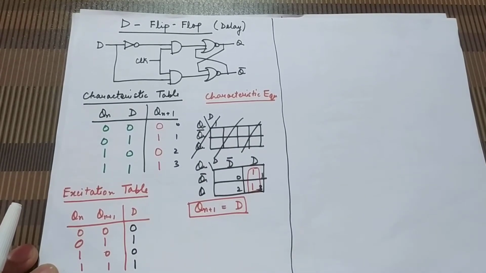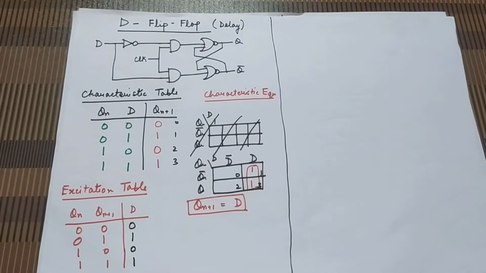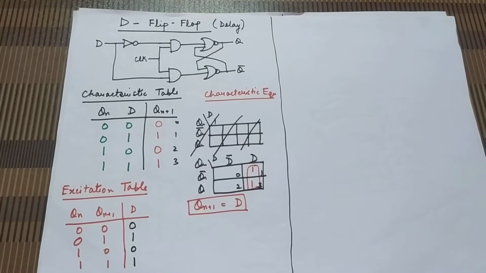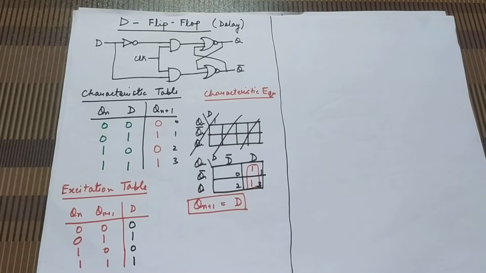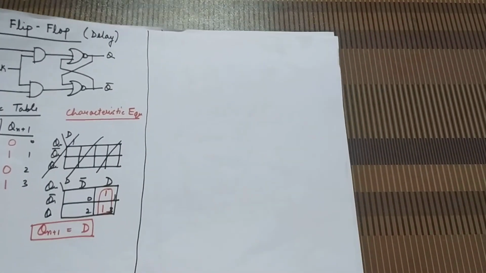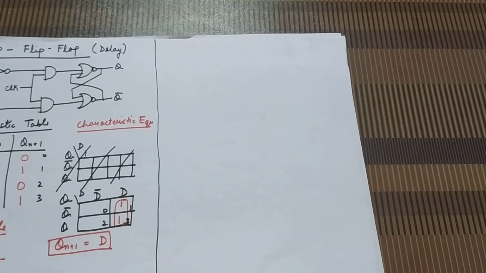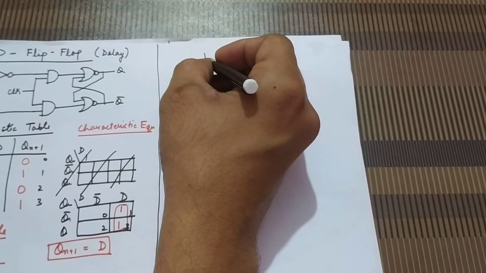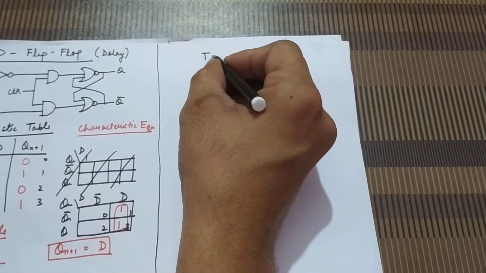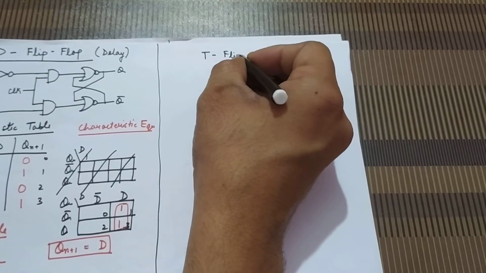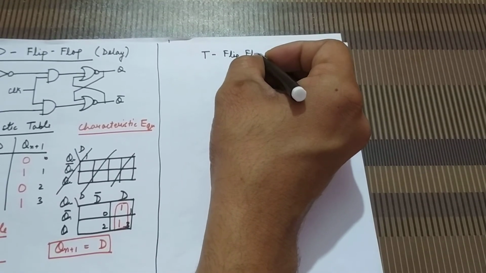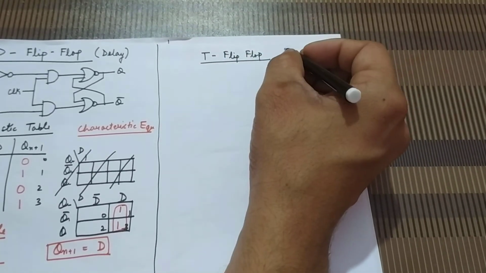Okay, so this completes the delay flip flop, or you can say a D flip flop, having a property that Qn plus 1, that is the next state, is always equal to D, or you can say that input is equal to the output. Next we are going to discuss T flip flop, that is toggle flip flop. T means toggle.